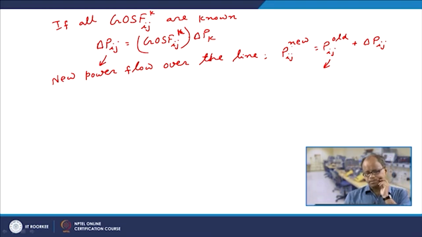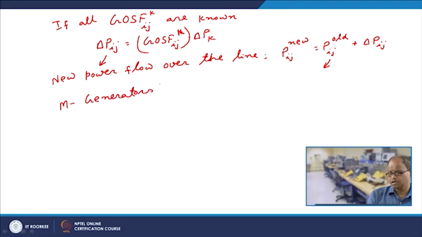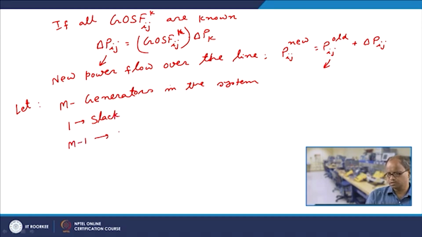Now, here what happens is the following. When I say now for any generator, suppose I have got, let us say, m generators in the system. We know that one has to be slack and the rest m minus 1 would be the PV bus, or rather the generator bus, that we know.